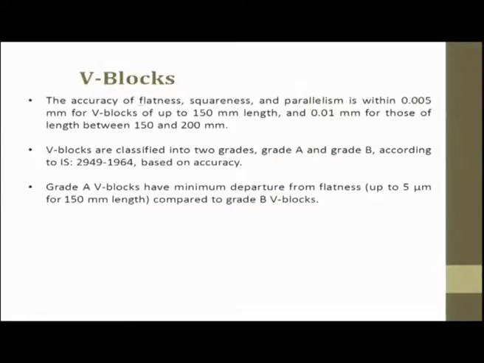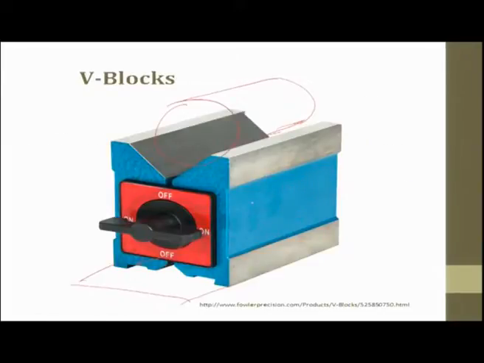The accuracy of flatness, squareness, parallelism is very high, 5 microns for V blocks up to 150 millimeter, and it is 0.1 for anything more than that. So, there are two grades, grade A and grade B. Based upon their accuracy, grade A V block has a flatness up to 5 for 150 millimeter as compared to that of B. So, grade A is much better than grade B. I have already explained this to you.